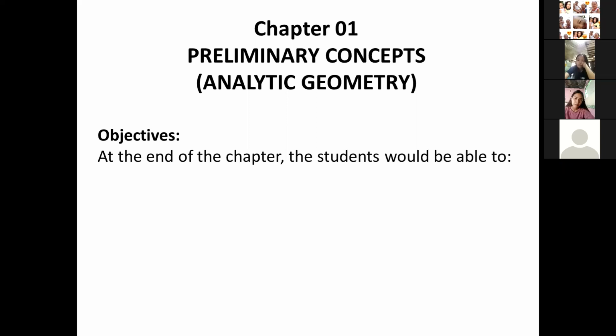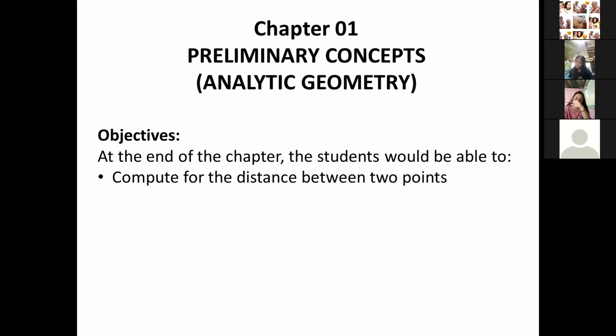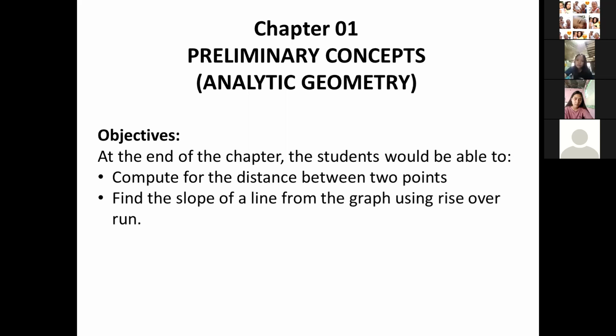So for our objective sa ating lesson, at the end of the chapter, the students would be able to... pakibasa yung una, Ina. At the end of the chapter, the students should be able to compute for the distance between 2 points. Okay. So kayang-kaya na ninyo mamaya yan. Pangalawa, Nina. Find the slope of a line from the graph using rise over run. Okay. So rise over run kasi ang definition ng slope.